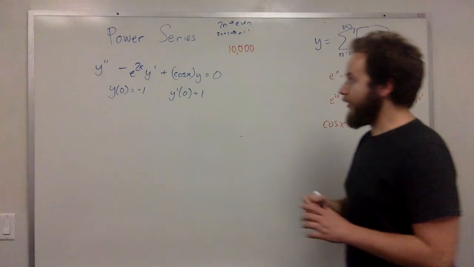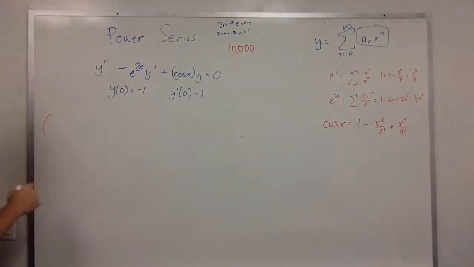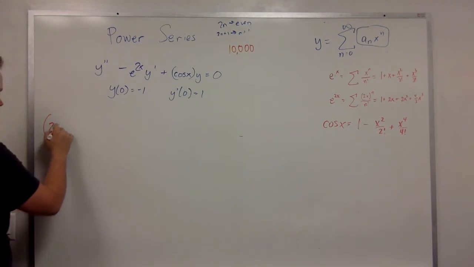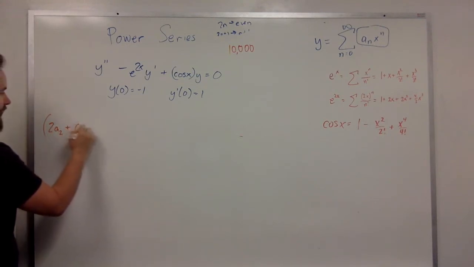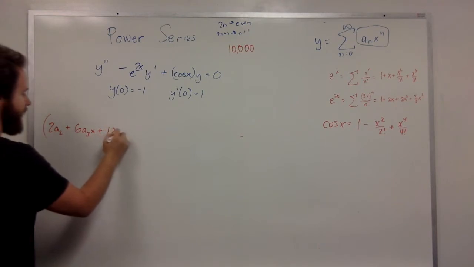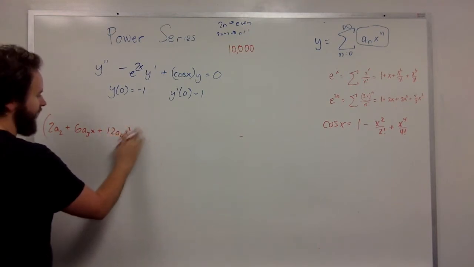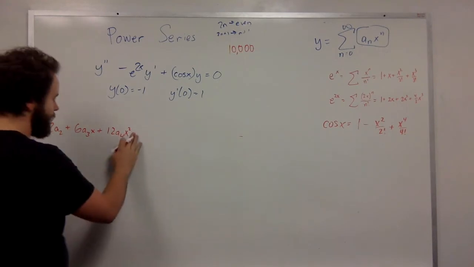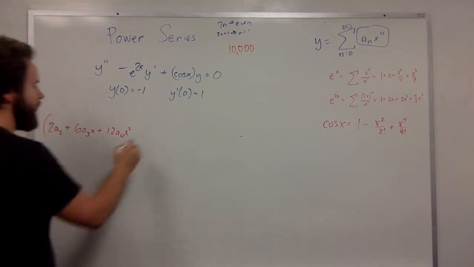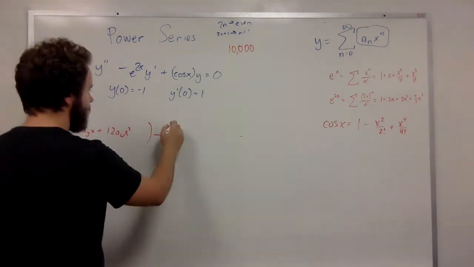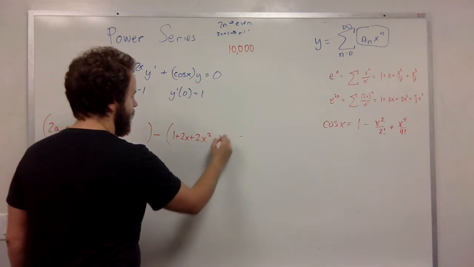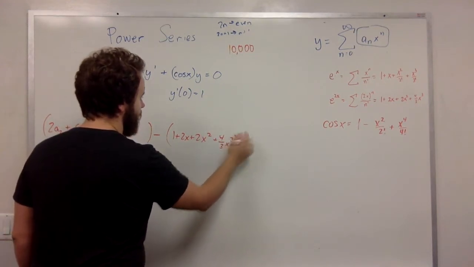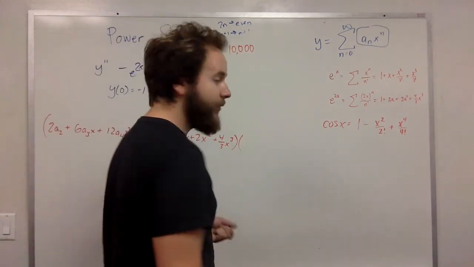Keep that in mind. Okay, y double prime. Just copying what we did from last time. That's 2a2. I really should have erased it over there, so my bad. If you want to reference the second derivative from the last problem, it's just 2a2 plus 6a3x plus 12a4x squared plus more. Let's just hope we're going to be good there. I'll leave some space. Minus e to the 2x, which is 1 plus 2x plus 2x squared plus 4/3 x cubed, times y prime. And again, you can reference the previous page.